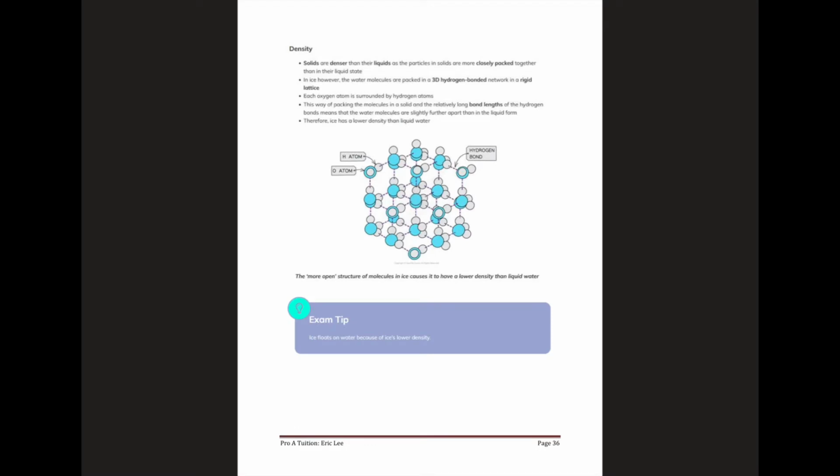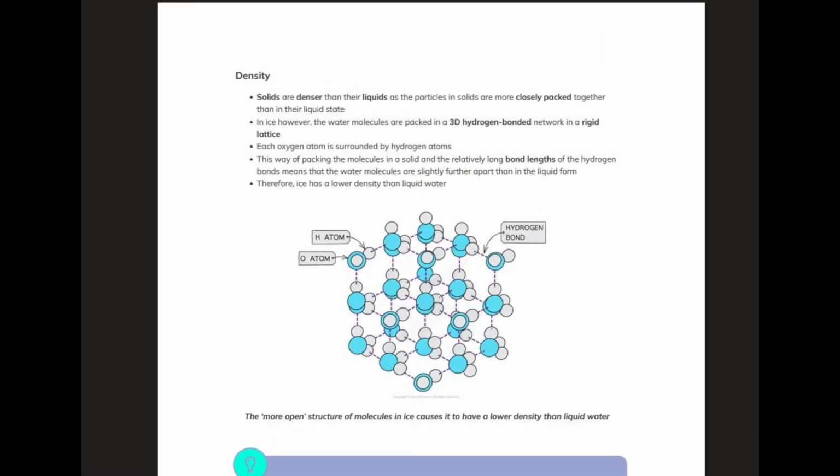Okay, so the special property of water is that the density of ice is lower than the density of water. So ice floats, the solid form floats. That is rare actually. Now, first point, you can see solids are denser than their liquids, as the particles in a solid are more closely packed together than in their liquid state. So this is the normal situation.